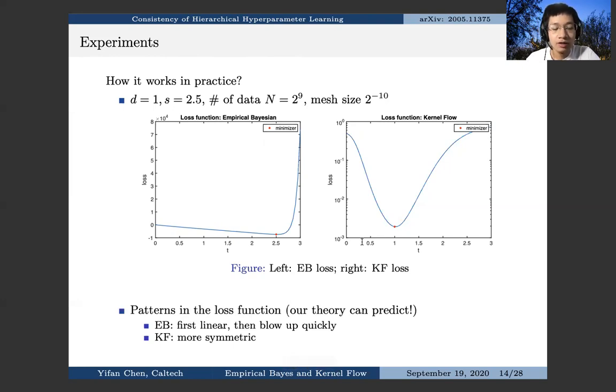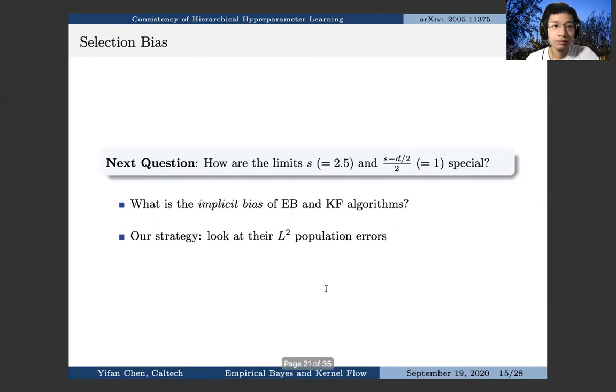Moreover, we can see some patterns in the loss function. For example, in the EB loss, we see that the loss function decays linearly before 2.5 and then blows up very quickly. For the kernel flow, it has a more symmetric behavior. Our theory in the paper can completely predict those behaviors. Okay, so I hope I have convinced you of the correctness of this theorem.